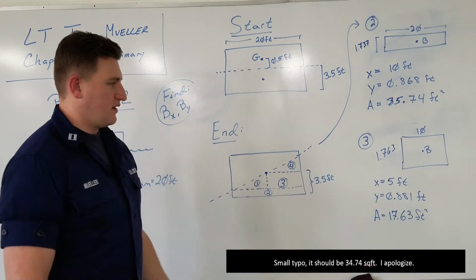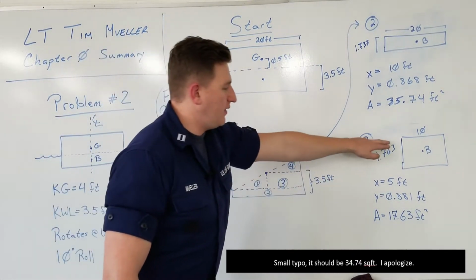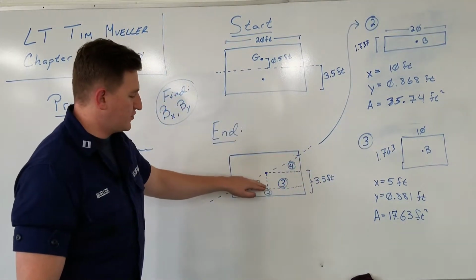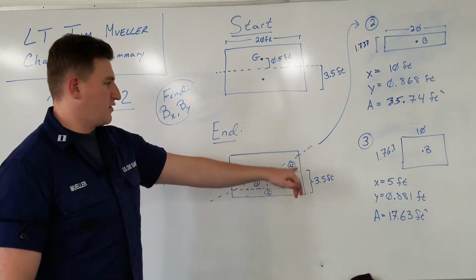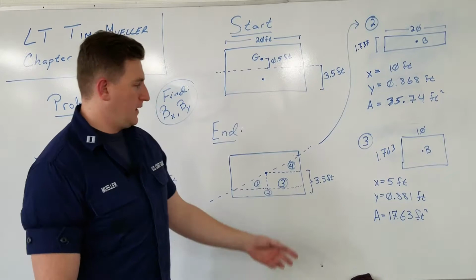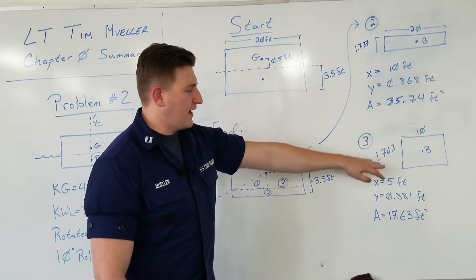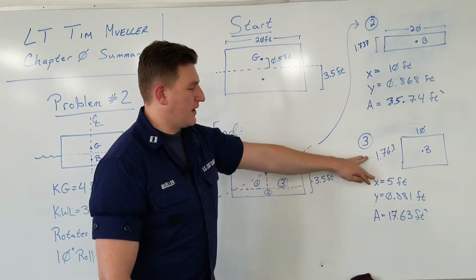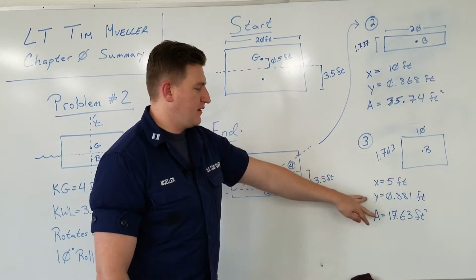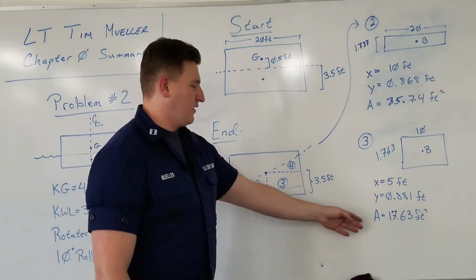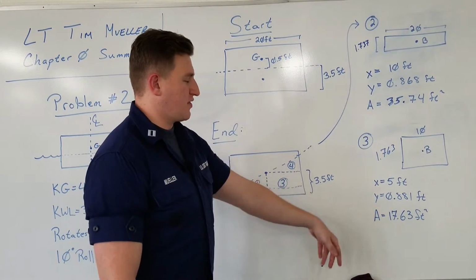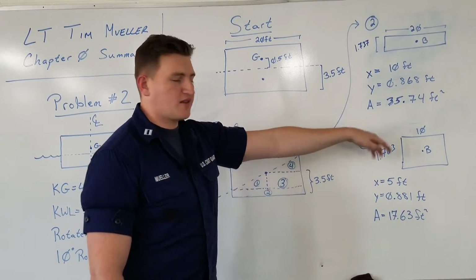Number 3 is very simple as well. The height is just going to be the height of the triangle that we figured out, and the length, or the width, is going to be 10. It's half the beam. So the x is going to be half of 10, which is 5. Y is going to be half of 1.763, which is 0.881. And then the area is going to be 17.63, which is just 1.763 times 10.